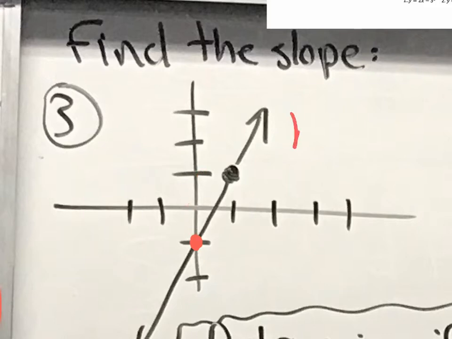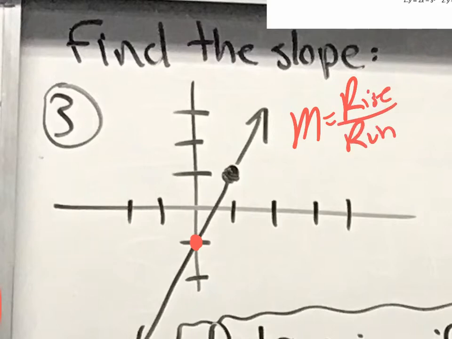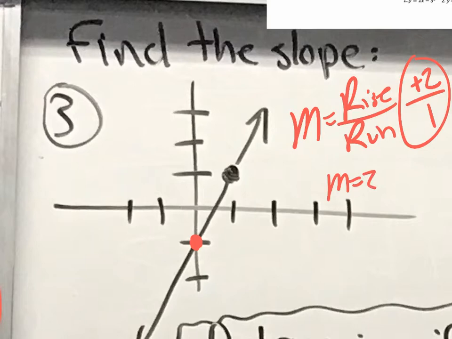So again, slope is rise over run. So the answer is up 2, plus 2 over 1. That's your answer, 2 over 1. Now, in the multiple choice, they might just say m equals 2, and that's it. Okay?